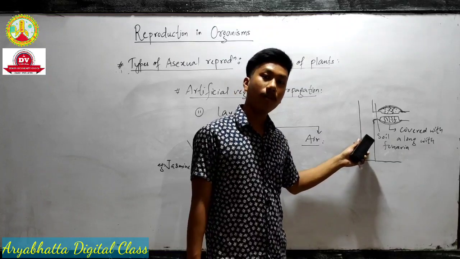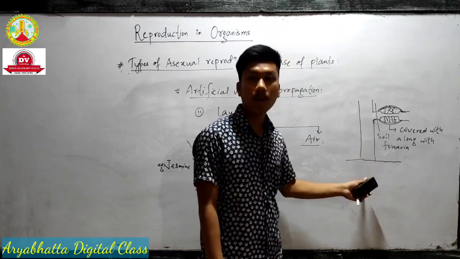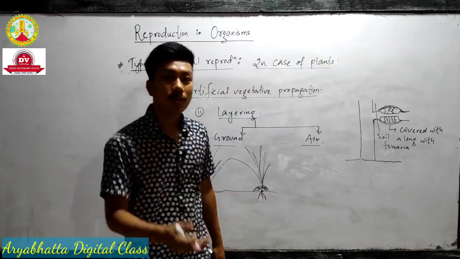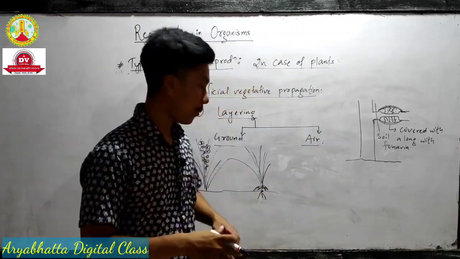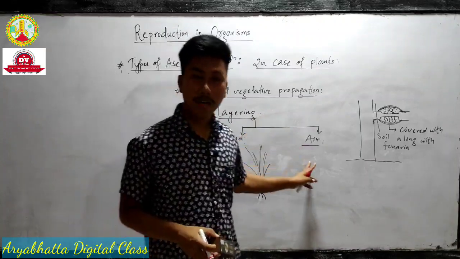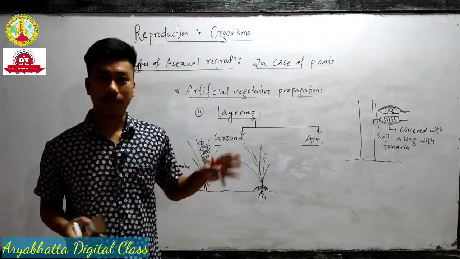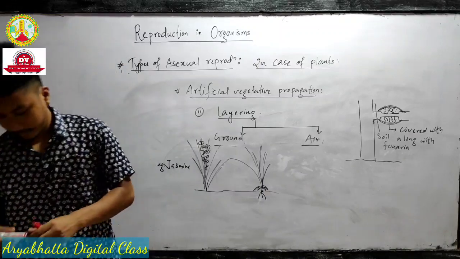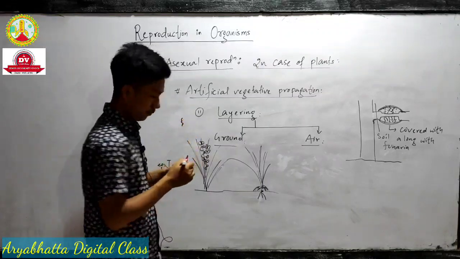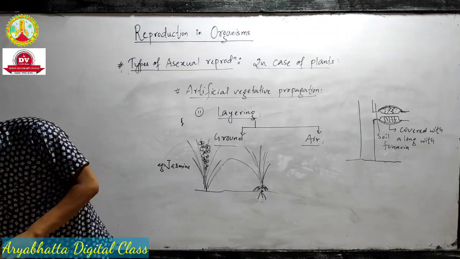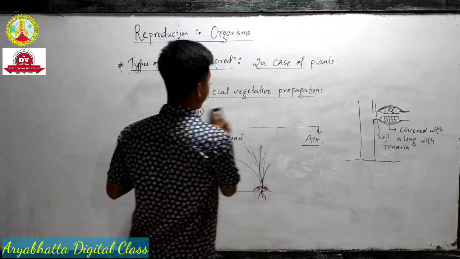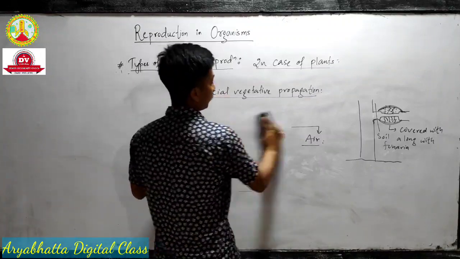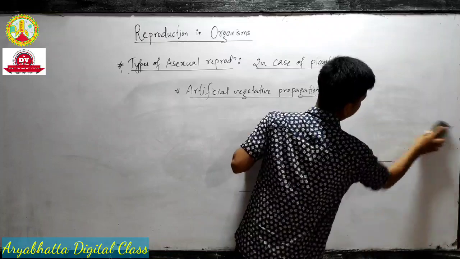It is done in plants which have a rigid stem, for example mango, guava, citrus plants, etc. So these are the methods of layering. Layering can be of two types: ground layering and air layering. That's it. I hope you understood. So, let's come to the next type of vegetative propagation: artificial vegetative propagation. Artificial means that it is done artificially.